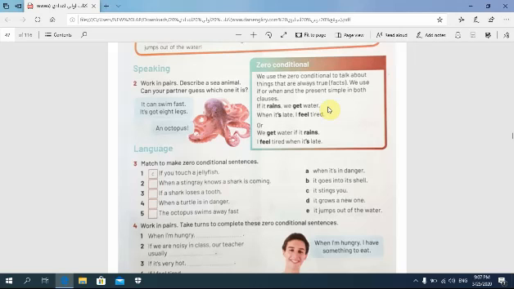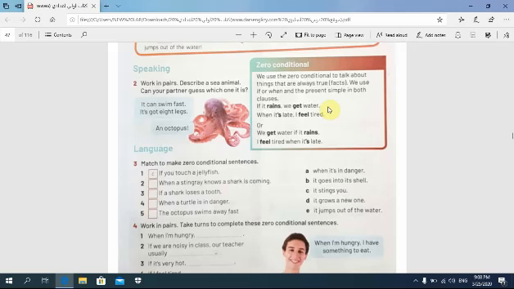And let's say facts. Let's have an example. If it rains, we get water. So again, we use the word if. The first clause is in the present simple. It rains. That's the condition. We get water. That's the result or the consequence of having the condition of raining. And again, it's also in the present simple. As we can see here, it's a kind of fact. It's always true. If it rains, we get water.